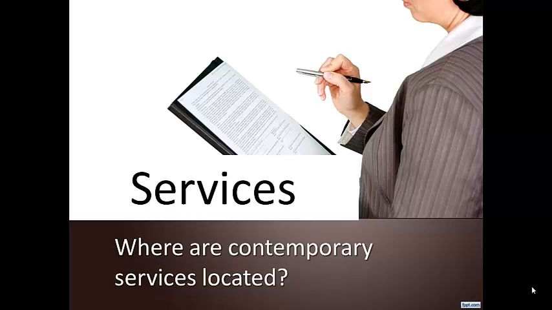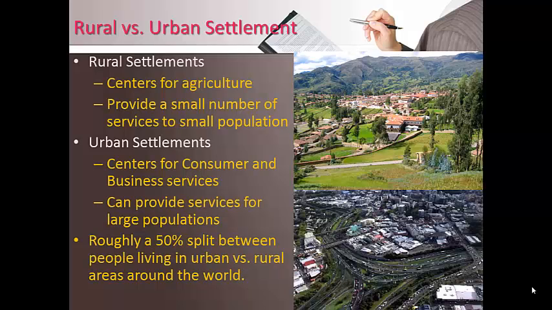Alright, AP Human Geography classes, here's our second video on services, and we're going to focus on where contemporary services are located. You could probably guess where these centers of services are located, either in rural or urban areas, but nonetheless, we're going to get to it. Alright, let's talk about rural versus urban settlement.